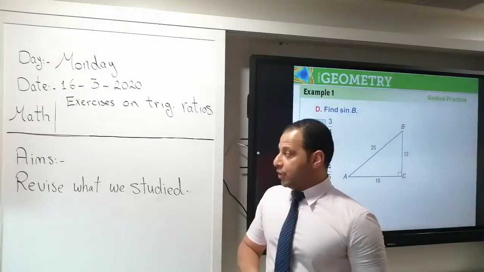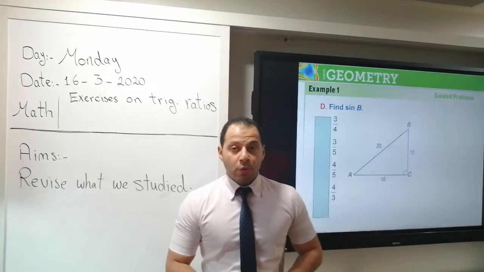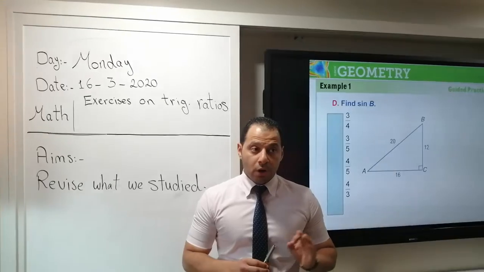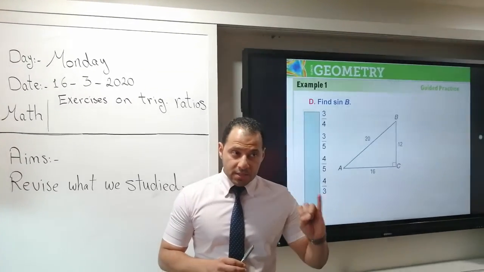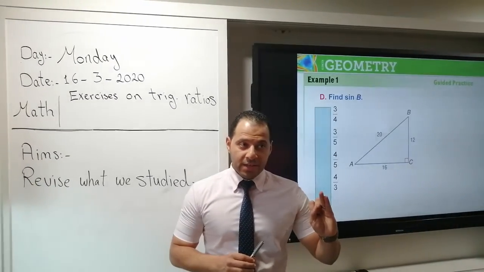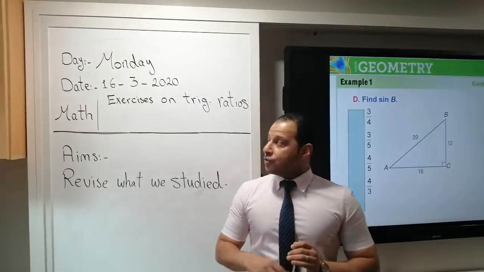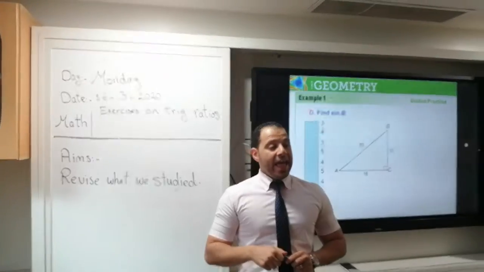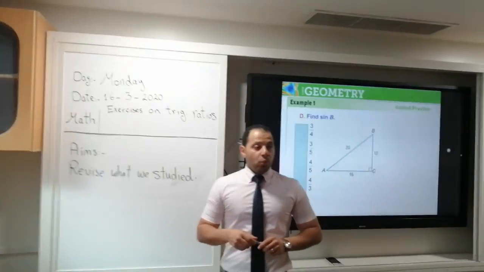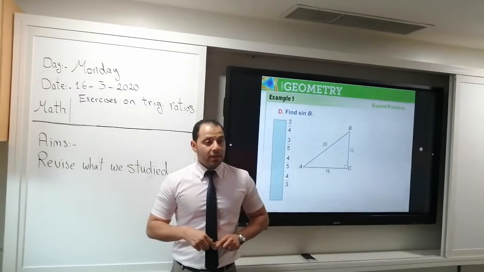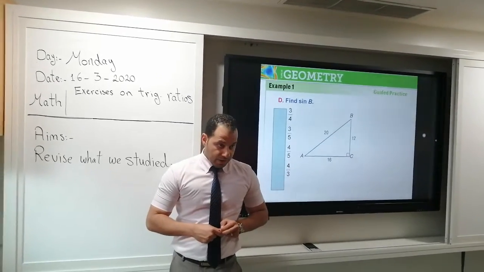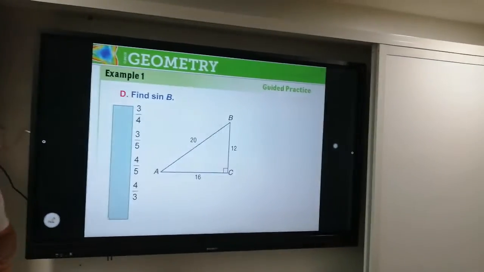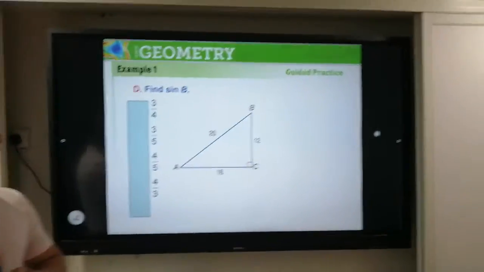Exercises on trig ratios. By the end of this lesson, we are able to deal with the three main trig ratios, which are sine, cosine, and tan, and also how we can get the measure of the angle by using these trig ratios. Let's start by a revision on sine.